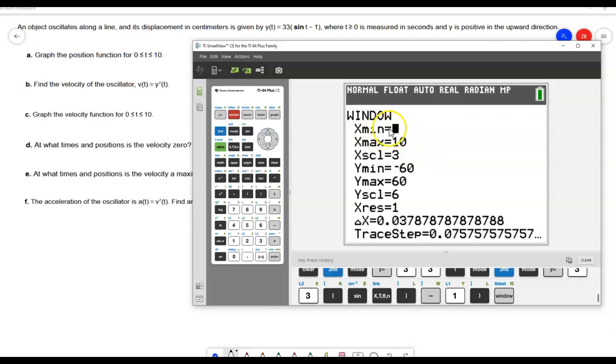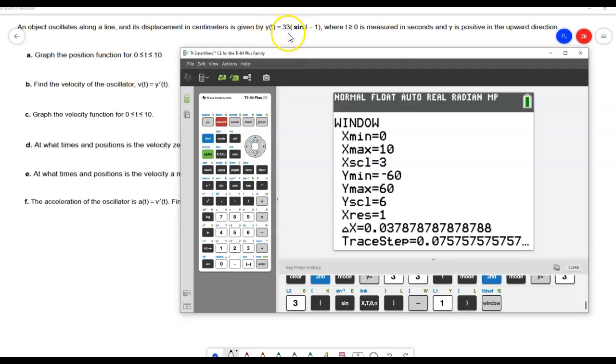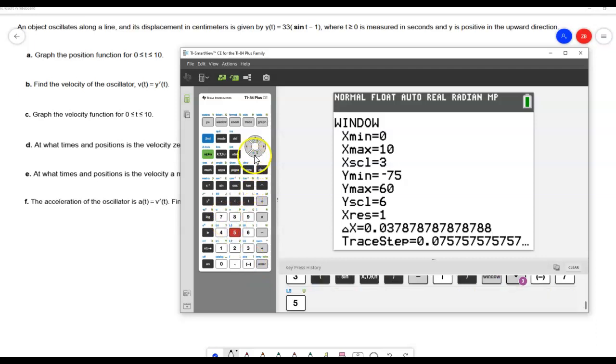Now let's go ahead and fix our window here. We want to go from 0 to 10, so make sure that your x-min and your x-max is from 0 to 10. And our y, it looks like we have an amplitude here of 33. Without really knowing how high or how low this thing could go, it could shift up as high as 66 and it could go as low as negative 66. So just to give it some space, I'm going to go from negative 75 all the way to positive 75, just to make sure I can see this entire thing here.